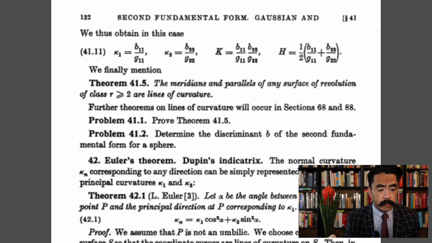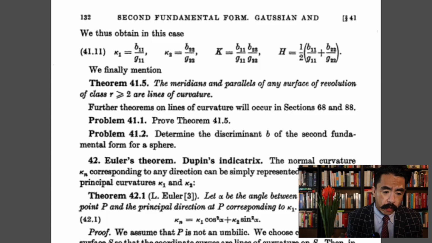We thus obtain in this case that kappa sub 1 is equal to b sub 1 1 over g sub 1 1, and kappa sub 2 is equal to b sub 2 2 over g sub 2 2, and then capital K, the Gaussian curvature, is equal to b sub 1 1 over g sub 1 1 times b sub 2 2 over g sub 2 2, and capital H, which is the mean curvature of the surface at the point under consideration, is equal to 1/2 times the quantity b sub 1 1 over g sub 1 1 plus b sub 2 2 over g sub 2 2. We finally mention theorem 41.5.